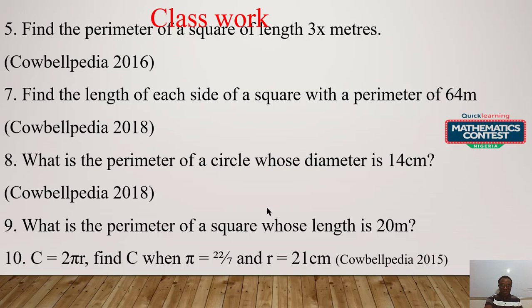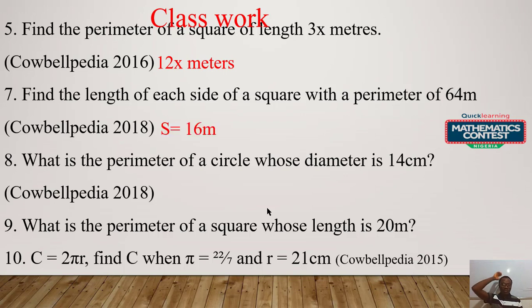Find the perimeter of a square of length 3x meters. So the perimeter is square. The formula for the perimeter of a square is 4L. So since each side is 3x, the 4 sides added together will give us 4 times 3x, which is 12x meters. That's how we got the first one.